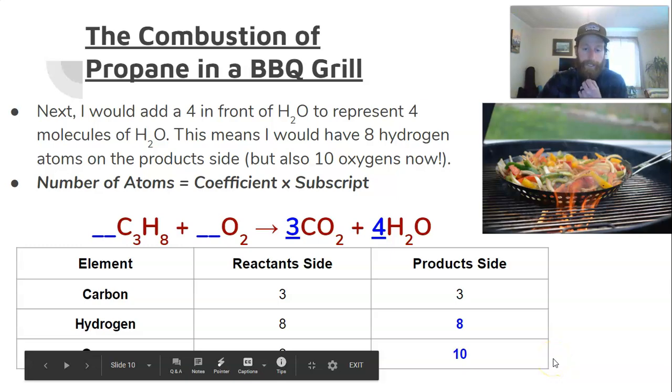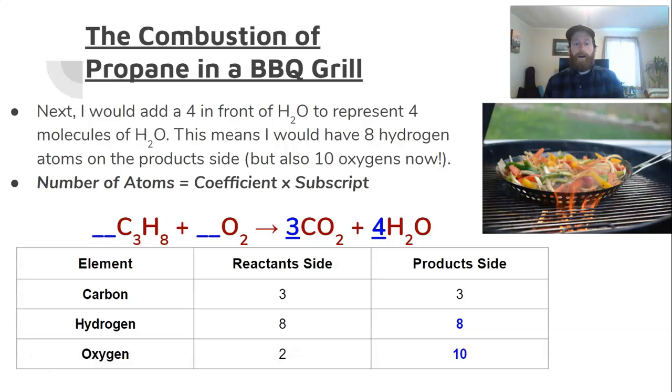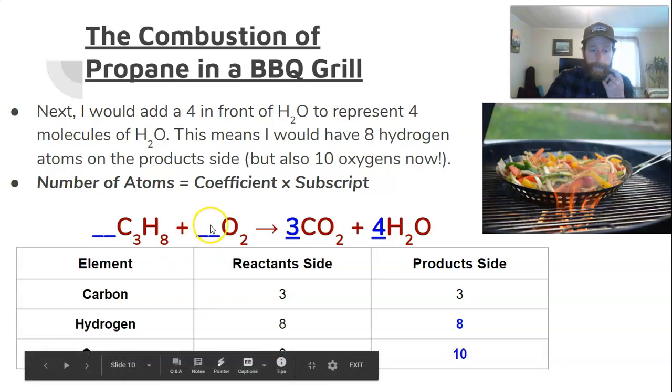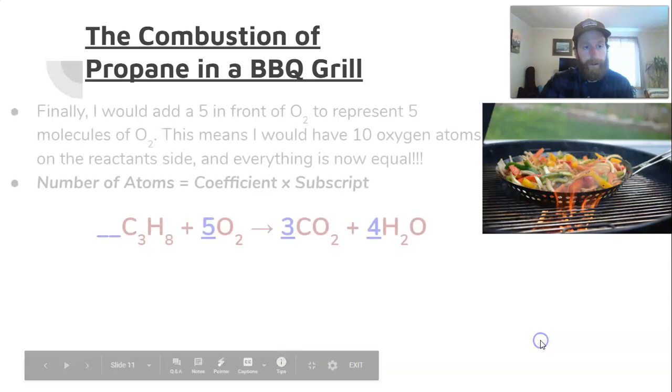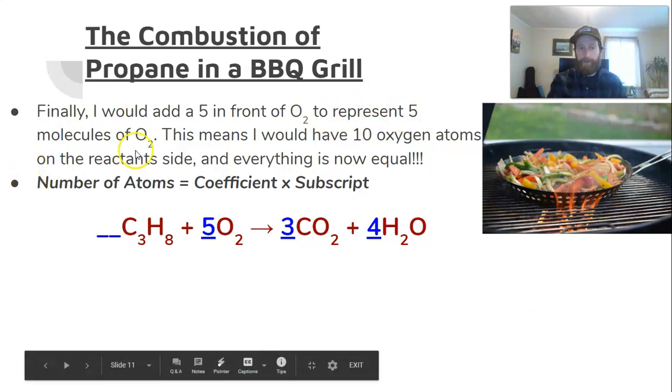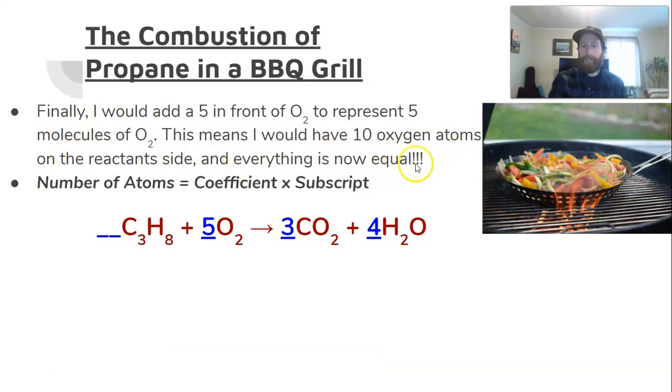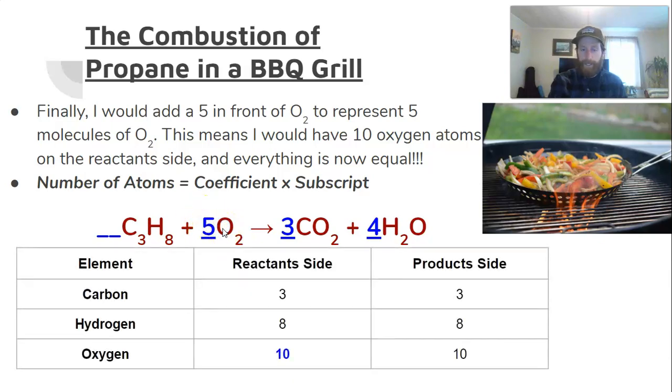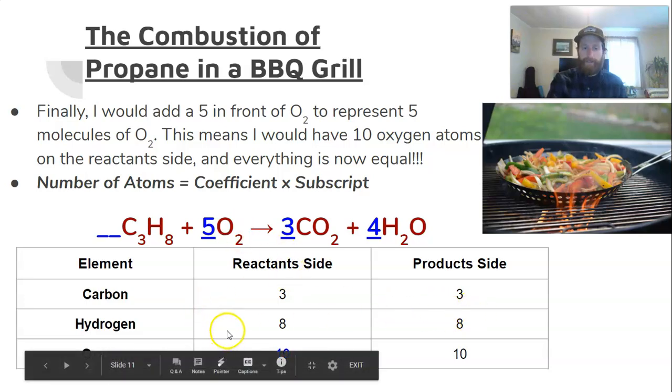And so looking at my table again, I would say I'm now short oxygen on the reactant side, and I'm asking myself, what number can I add right here in front of the oxygen that when multiplied by 2 will get me up to the needed 10 oxygen atoms? And let's see. Finally, I would add a 5 in front of O2 to represent 5 molecules of oxygen. This means I would have 10 oxygen atoms on the reactant side, and everything is now equal. So again, I have 5 there. 5 times 2 is 10 total oxygen atoms. And so my carbon's balanced, my hydrogen's balanced, and my oxygen's balanced. I would call this problem done.